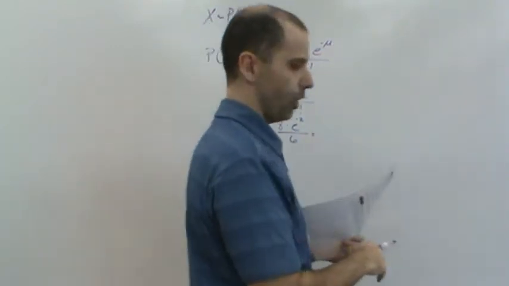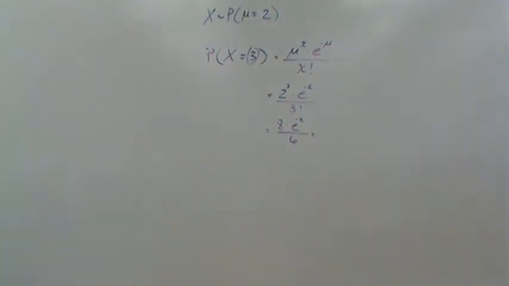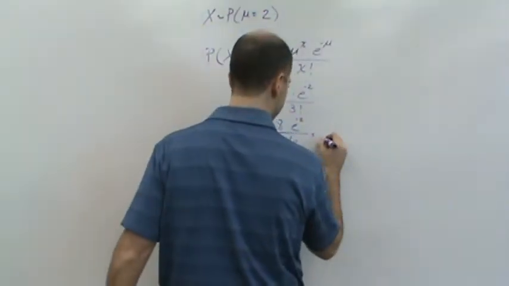And so we can stick all of this into our calculator, and what do we get? We get 8 times e to the negative 2 divided by 6, and we get 0.180. And that's the answer.